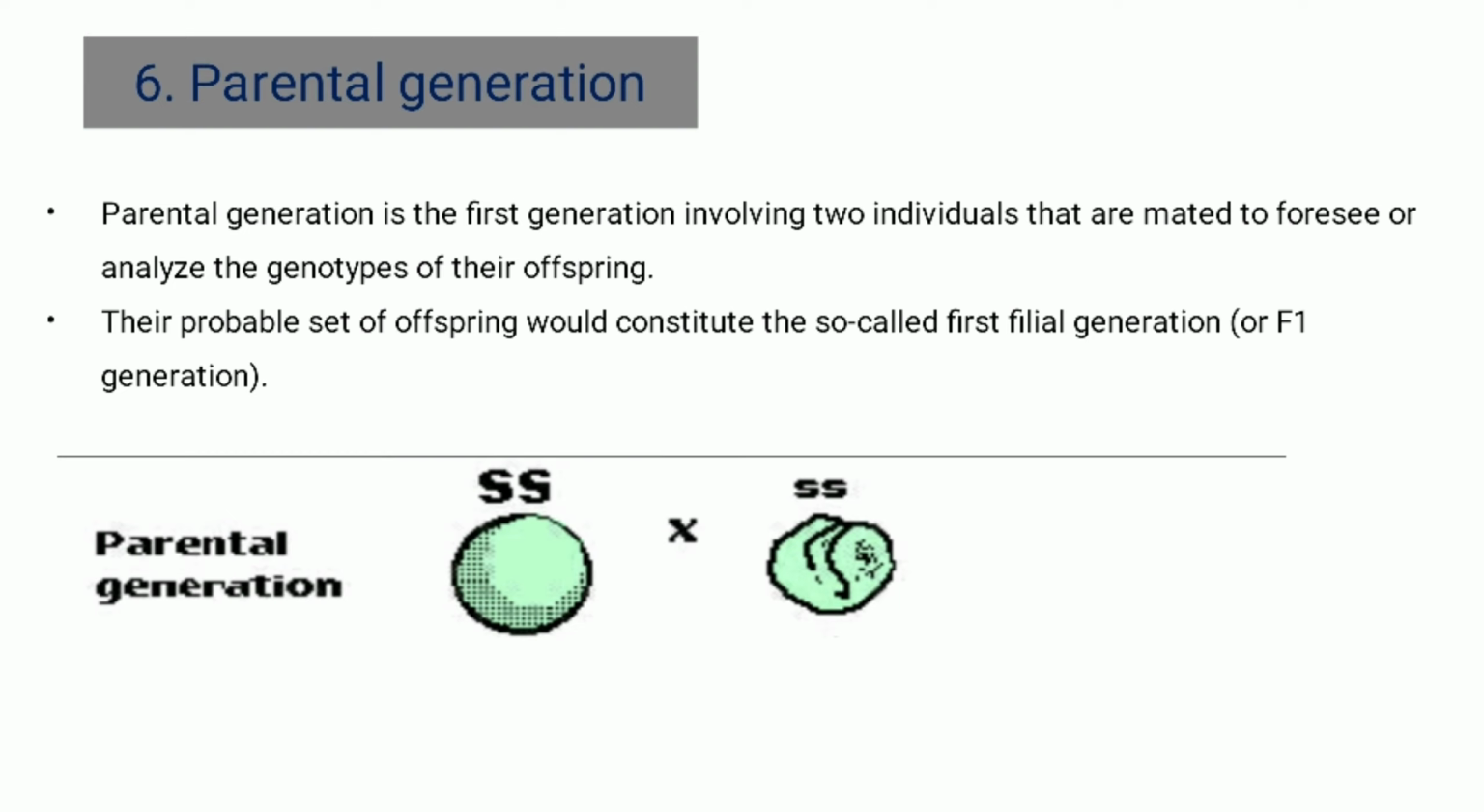Parental generation. The parental generation is the first generation involving two individuals that are mated to foresee or analyze the genotype of their offspring. Their probable set of offspring would constitute the so-called first filial generation. Here in this picture we observe that the parental generation is the first generation which involved the crossing of two individuals.